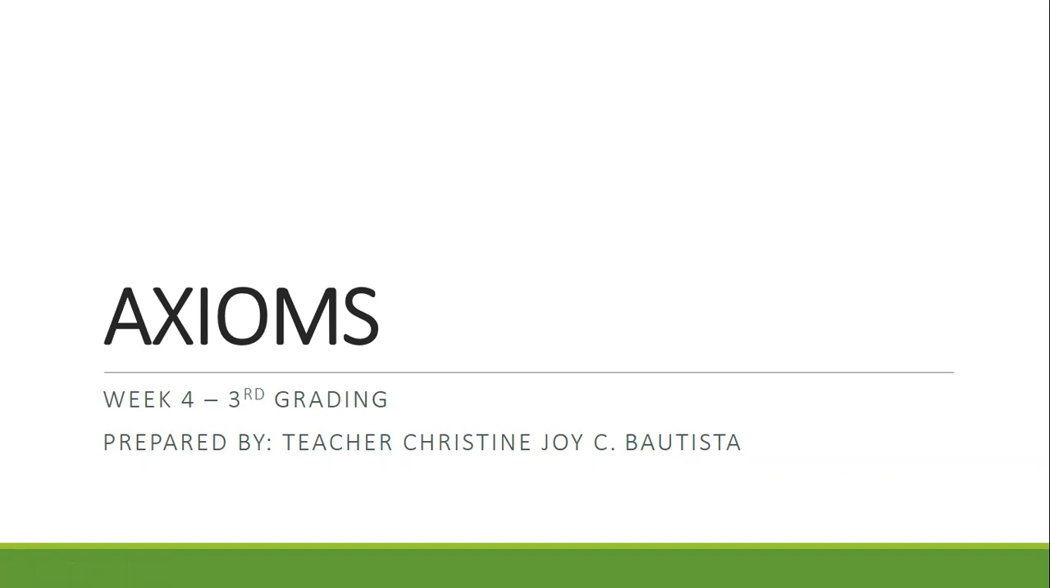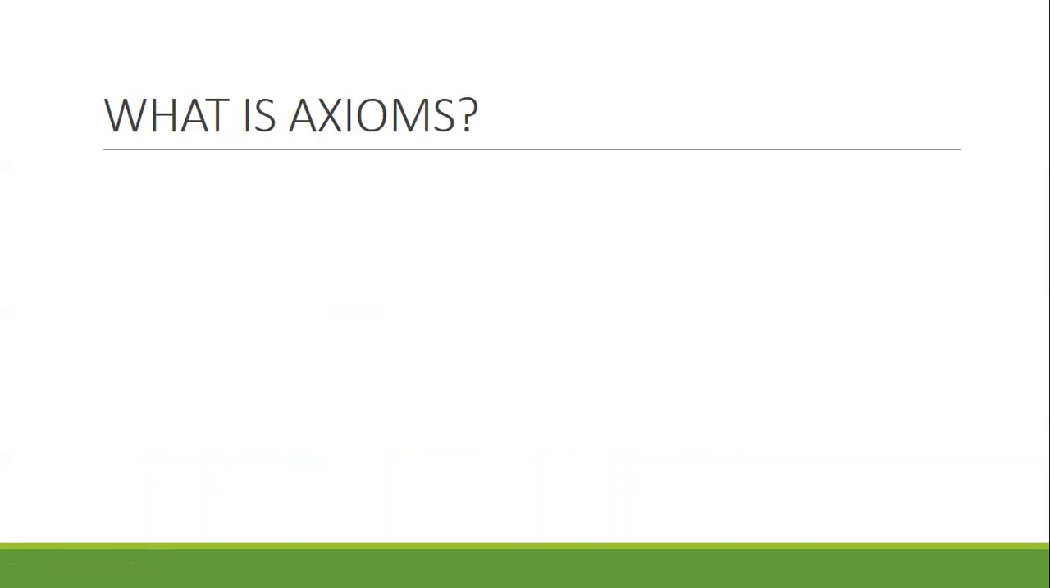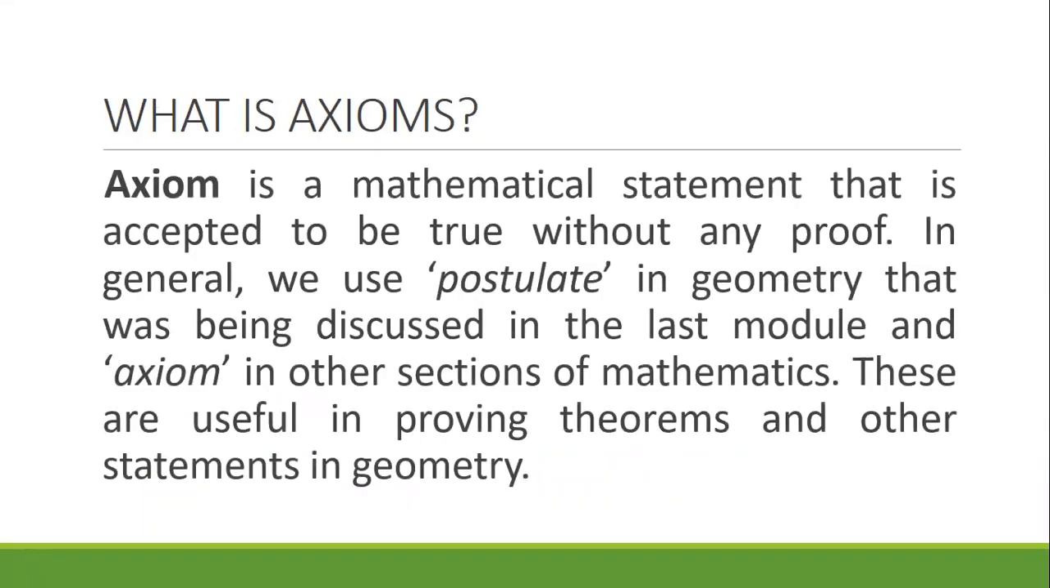So for today's lesson, we are going to discuss about axioms. Objectives: illustrate the need for an axiomatic structure of a mathematical system in general and particularly in axioms. So what is the definition of axioms? Axiom is a mathematical statement that is accepted to be true without any proof. In general, we use postulate in geometry that was being discussed in the last module, and axiom in other sections of mathematics. These are useful in proving theorems and other statements in geometry.